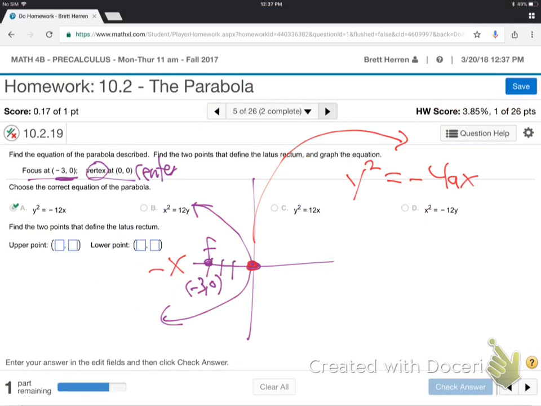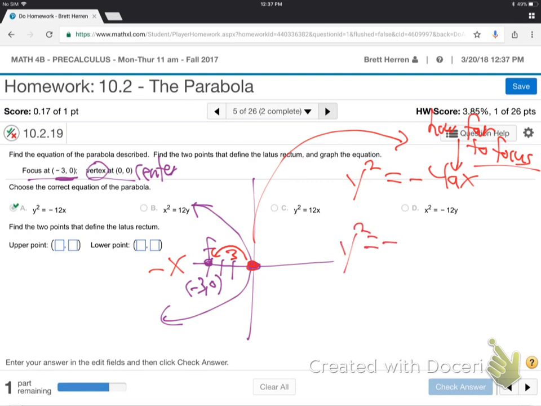The center is 0, 0. It's anchored at the origin. So I don't need to add or subtract anything next to x or y. Only thing I need to find now is what A is. How do you find what A is? Now it's time to really think about A. It's easy. It's how far to the focus. It's how far from here to there. From the center to the focus, which is clearly 3, isn't it?